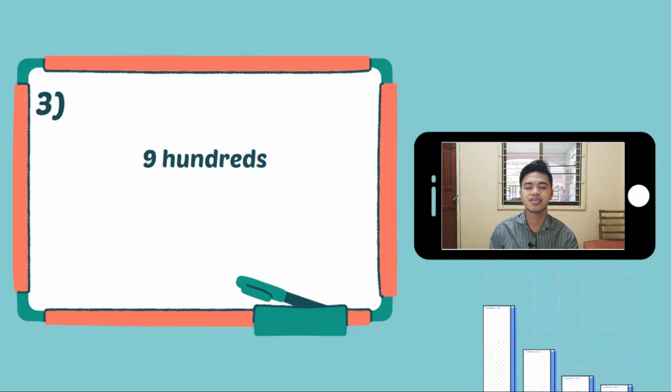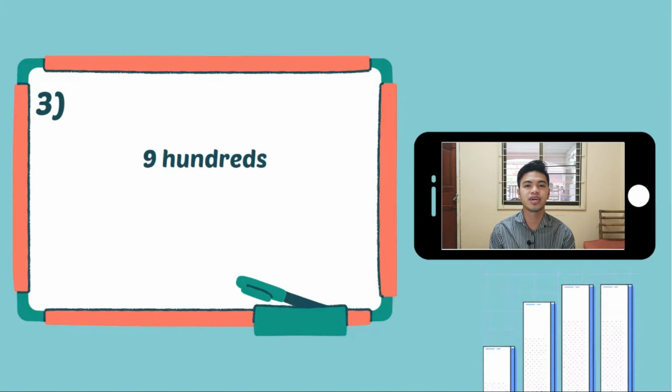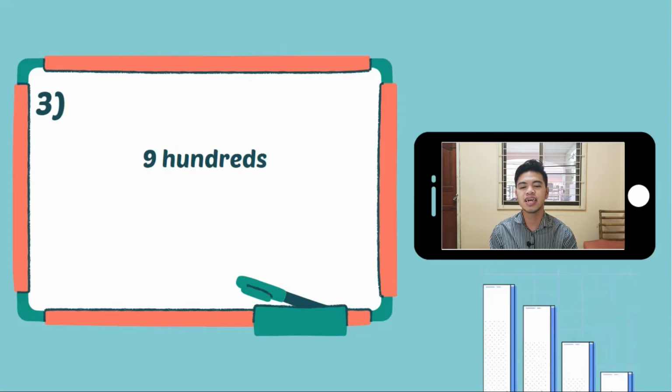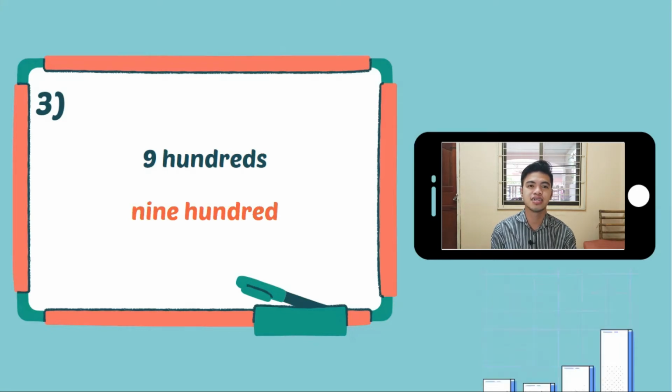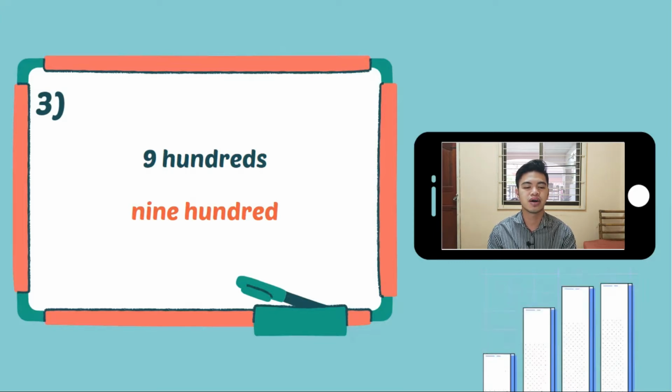Number 3, 9 hundreds. So here we only have one place value that has a digit, which is the place value hundreds. So here, it means 9 hundreds will be 900. Okay, so how do we write 900? It will be NINE HUNDRED. So that is how we write 900. Okay? Did you get it, kids? So I hope you were able to answer numbers 1 to 3.